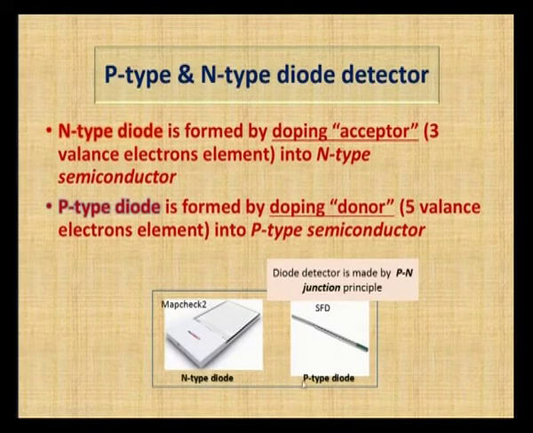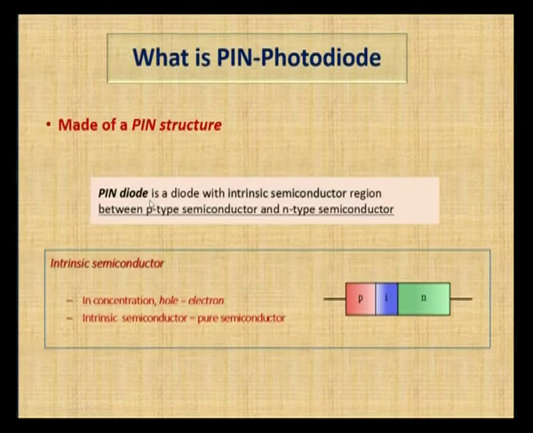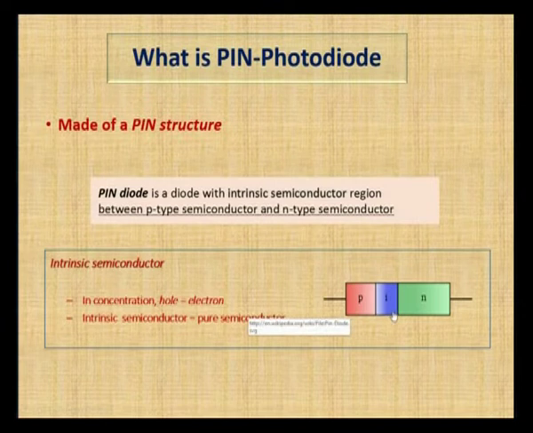This is how the n type and p type diode looks. Next, what is a pin diode? A pin diode consists of p type, intrinsic, that is pure semiconductor, and n type material placed together, and is called a pin diode.